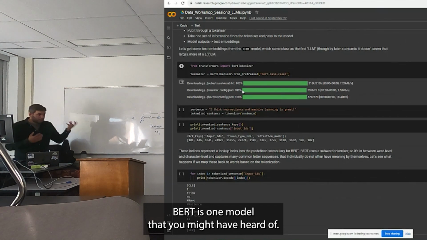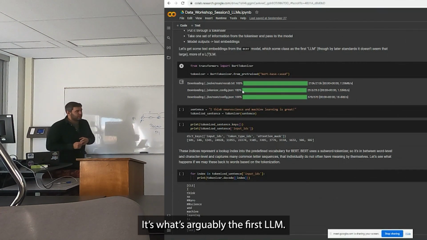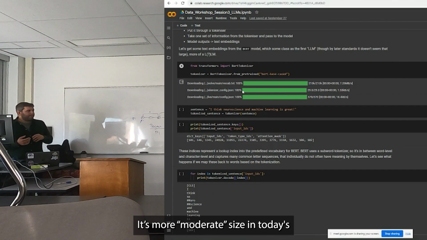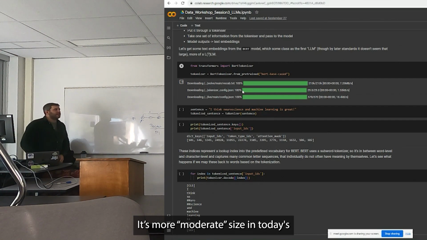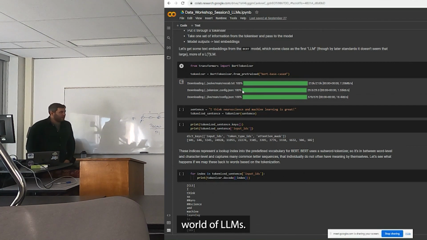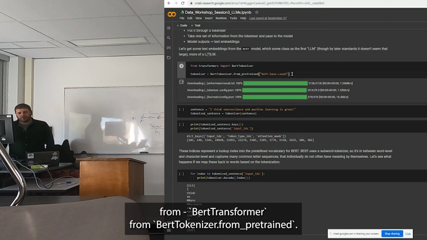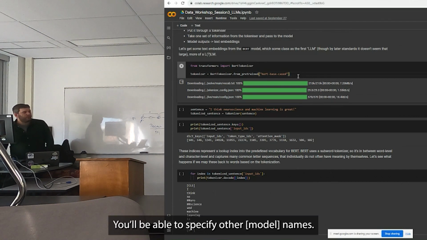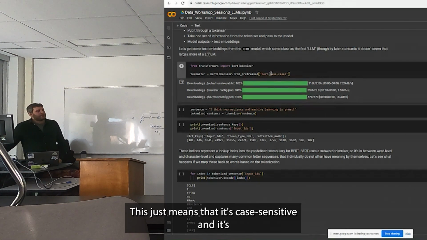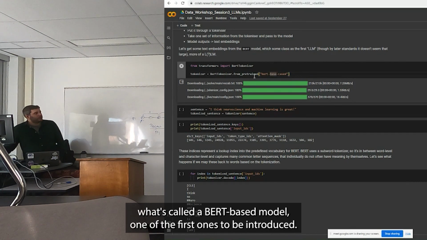So BERT is one model that you might have heard of. It's arguably the first LLM, well, maybe just a moderate size. And so this is a tokenizer, which we can call from here. So BertTokenizer from transformers, from_pretrained, and you specify a model name. This just means that it's case sensitive, and it's what's called the BERT base model, one of the first BERT models to be introduced.